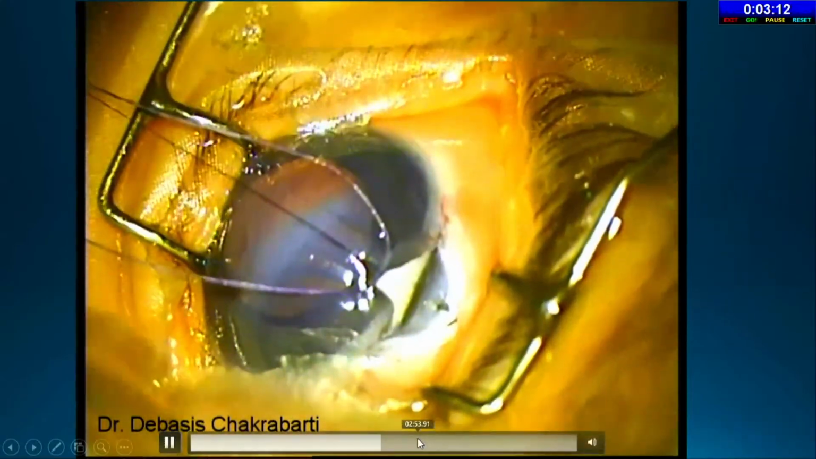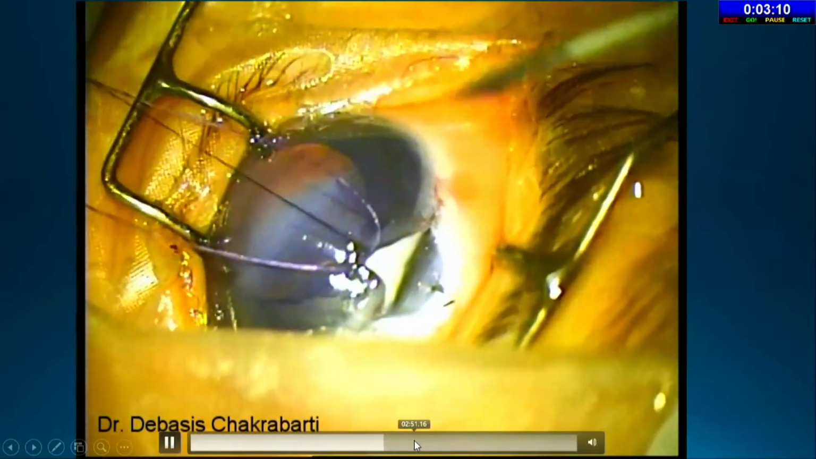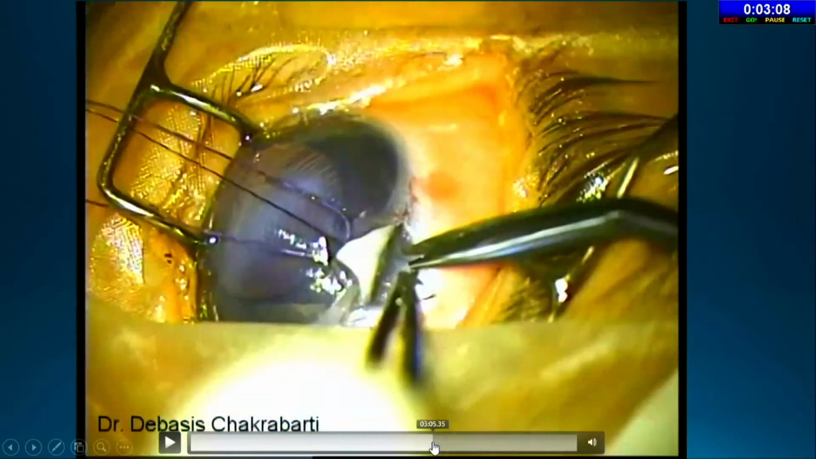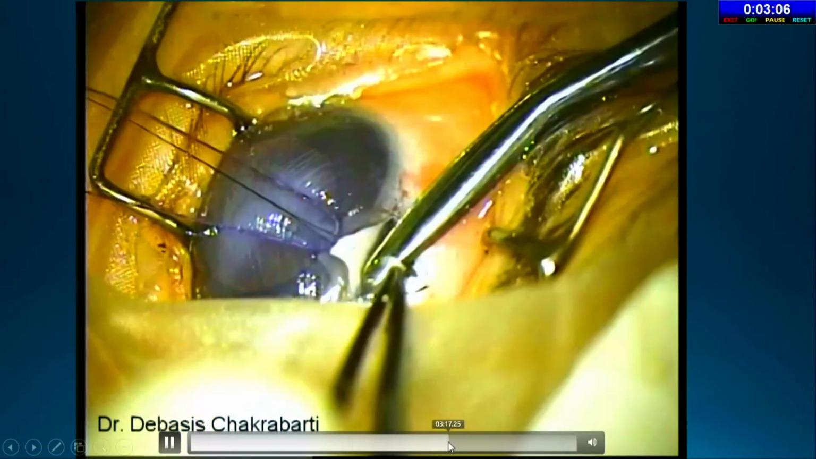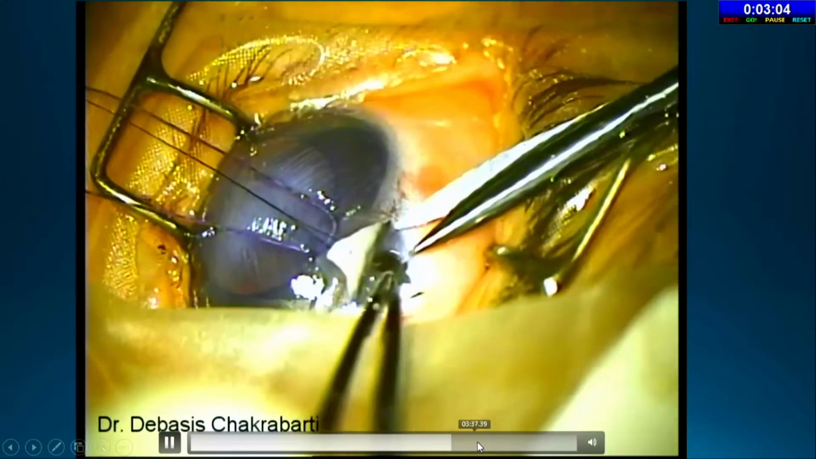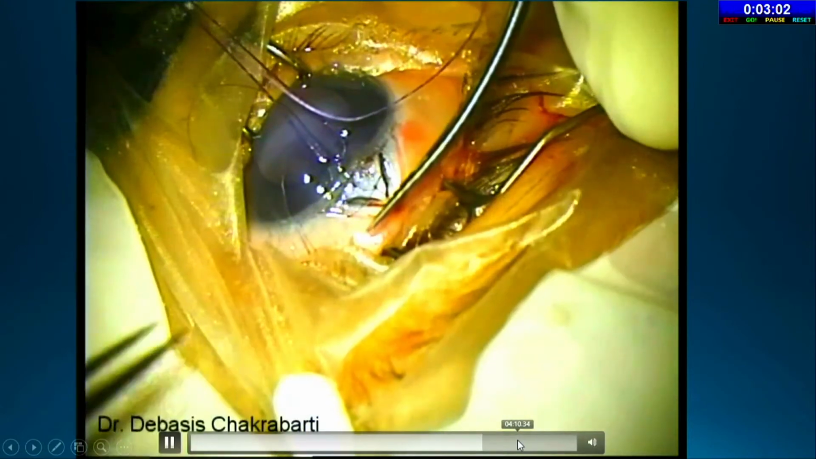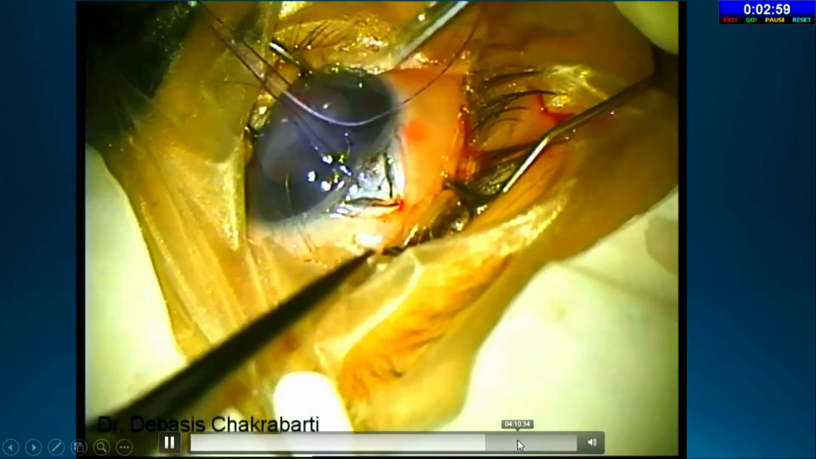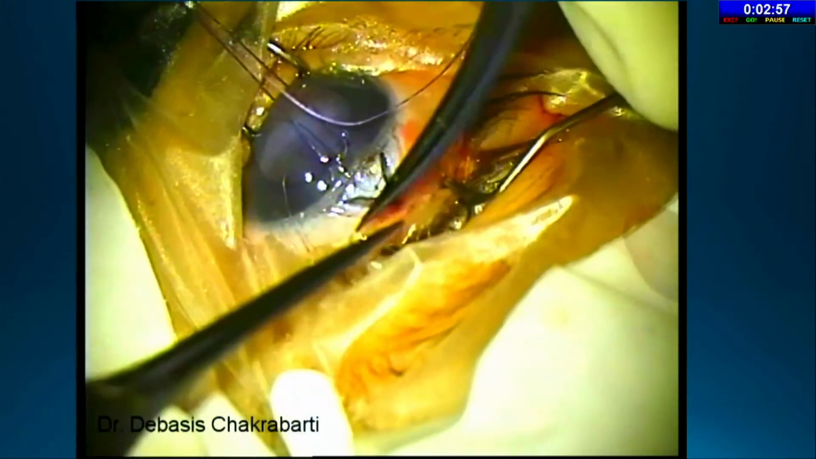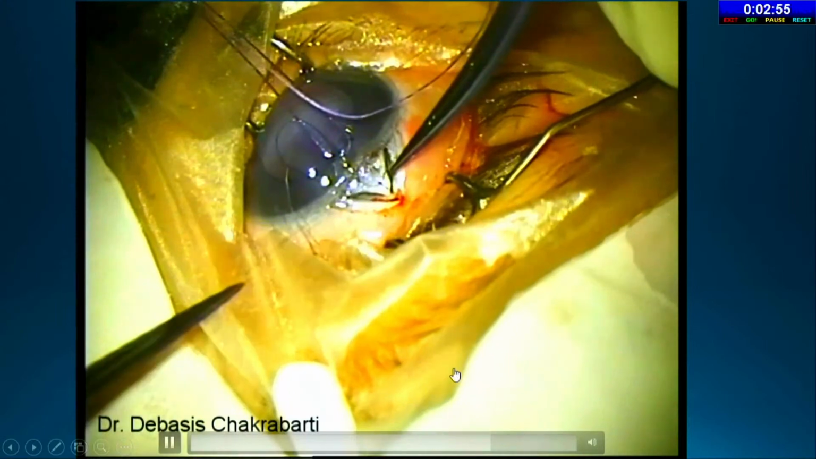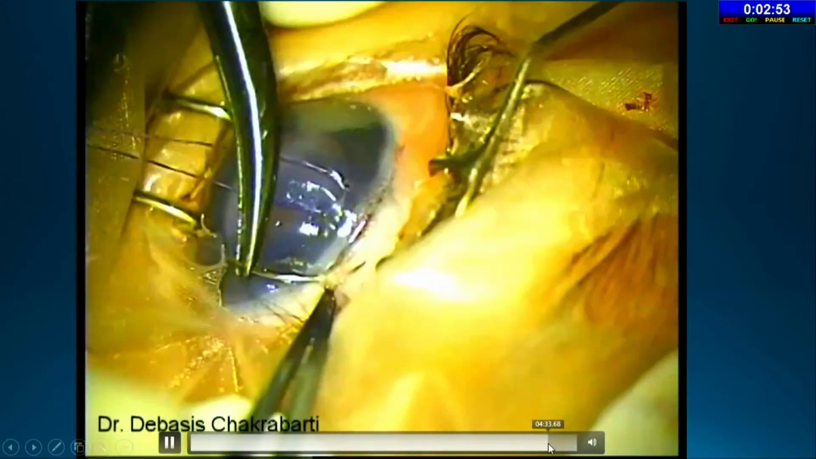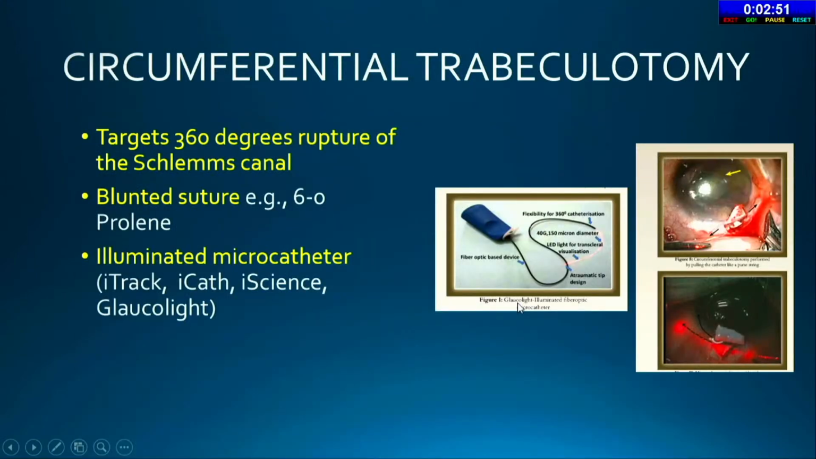And after that, you have to do a trabeculectomy like you do in an adult case. You have to remove a block of the deep scleral tissue, and you have to apply sutures. And you have to close the conjunctiva. Okay, so that is a conventional trabeculotomy.